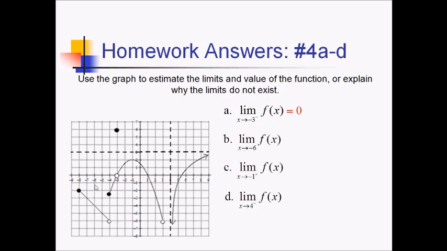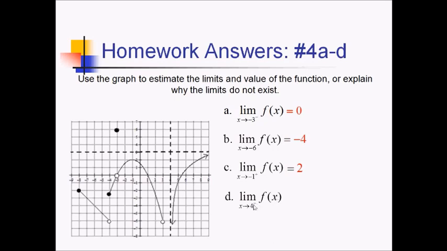So here's -6 over here. And as you approach from the left and the right, you're heading toward the y value -4 for that one. Next, we're approaching -1 from the right side for part C. So here's -1. Approaching from the right side, that brings us to the y value 2. It would have been the same from the left side as well.